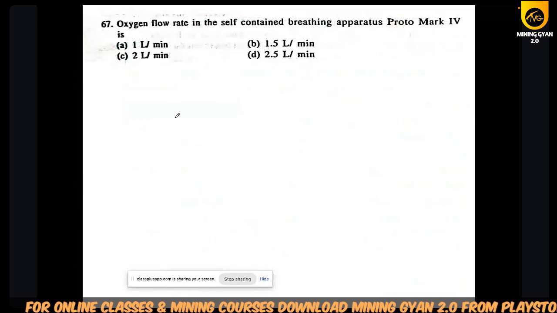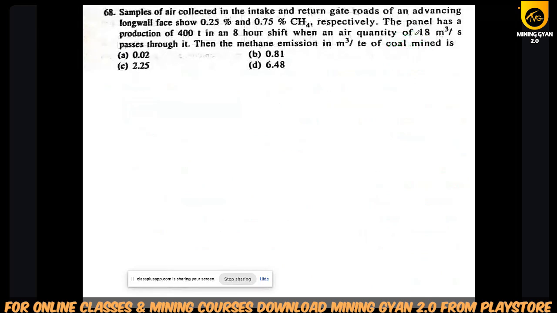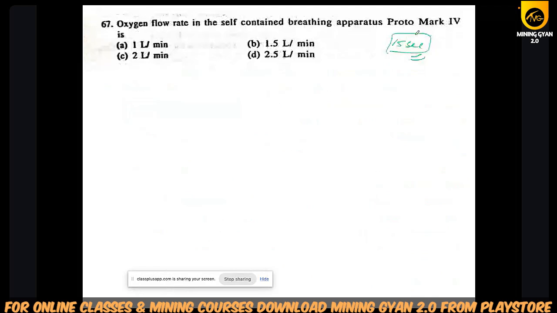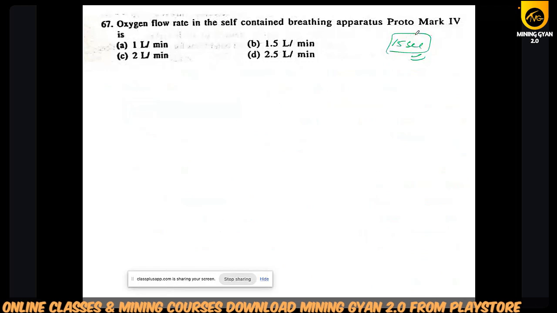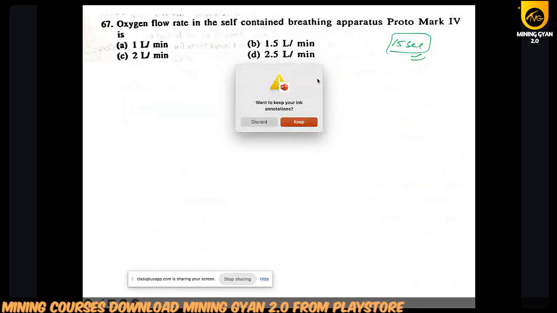Oxygen flow rate in the self-contained breathing apparatus Prototype Mark 4. Please comment your answer. You have 15 seconds to give your answer. Then we will go again to the numerical, because in the Gorai they have combined all types of questions: simple, numerical, and theoretical.